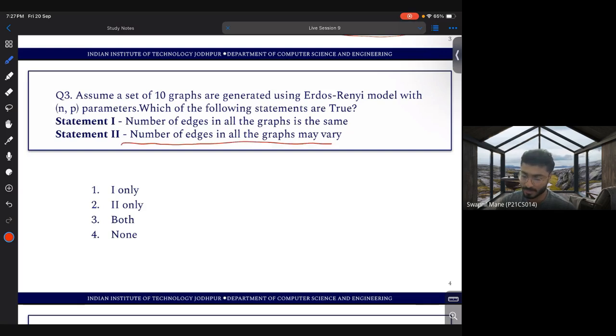So statement 2 and statement 1 cannot both be correct at a time, because they contradict each other. The first says the number of edges is the same in all the graphs, and the other says the number of edges may vary. So option 2 is correct, and the other option is definitely not. Only the second statement is correct here, which is very straightforward.